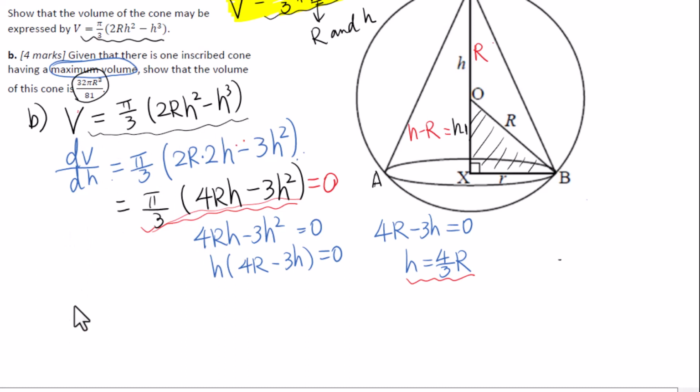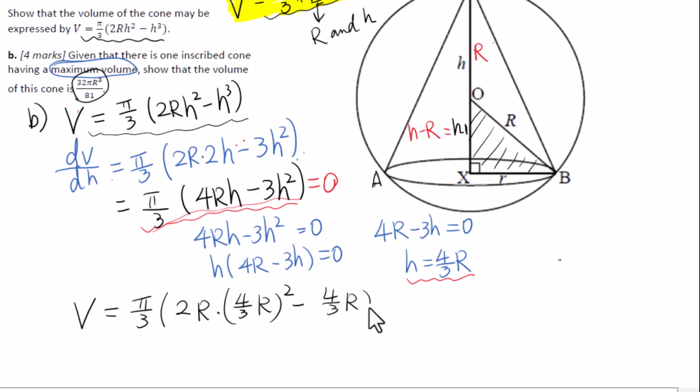To figure out volume, V equals pi over 3 (2R times (4/3 R) squared minus (4/3 R) to the third power). That equals pi over 3. This is a 16 over 9, so we have 32 over 9 R to the third power minus 4 to the third power, which is 64, over 3 to the third power, which is 27, R to the third power.